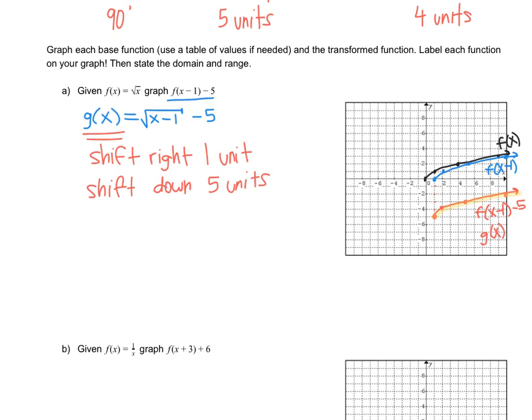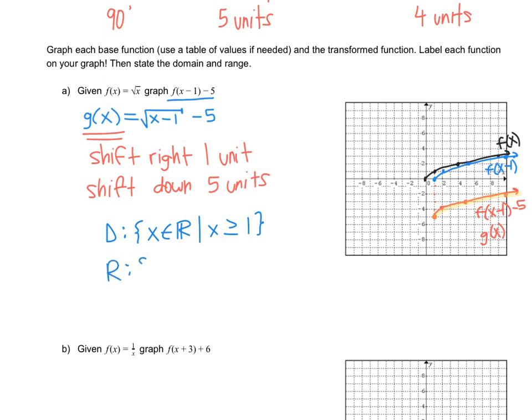So let's go ahead and state our domain and range, and then we'll move on to the next one. For my domain, I'm going to have x as an element of all real numbers, but x has to be greater than or equal to positive 1 because everything is to the right of 1.